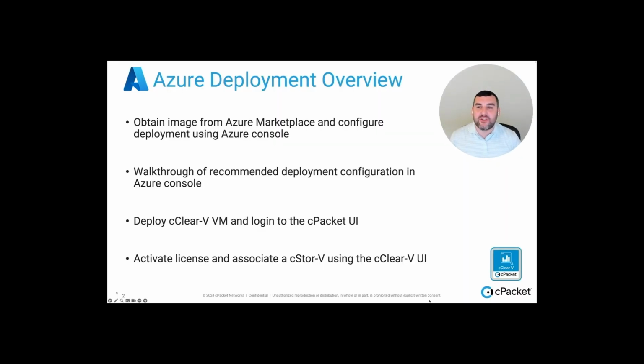So before I actually get into the demonstration itself, just a quick overview of what we'll actually be doing as part of this deployment. First, we'll be obtaining the image from the Azure Marketplace and deploying or configuring the appliance using the Azure console. We'll also be doing a walkthrough of the recommended configuration and deployment in the Azure console itself. We'll then be deploying our cClear-V VM, giving it some time to boot up, and then we'll eventually log into the cPacket UI, and we'll cap that off by activating the product license and then associating a cStore-V virtual appliance to our cClear-V using the cClear-V user interface. So that's just a quick overview of what we'll be deploying.